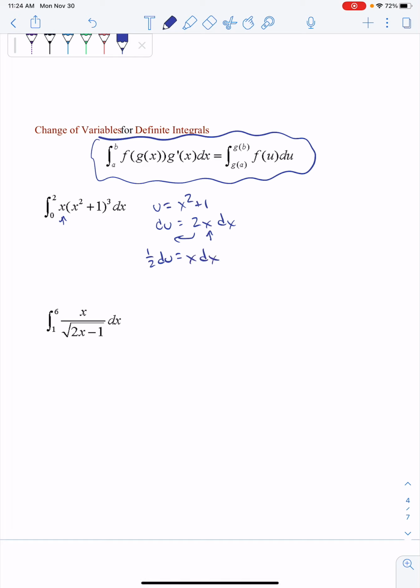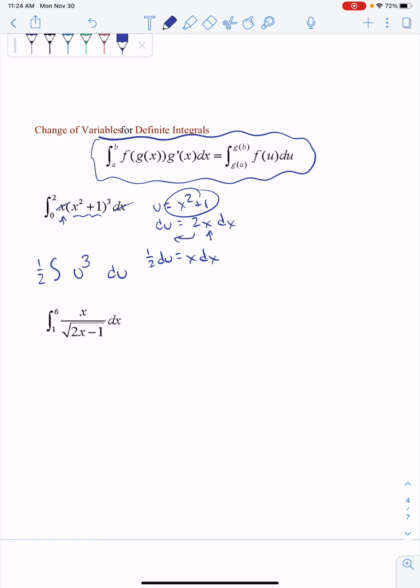So now I can replace everything. I can rewrite the integral, and instead of an x and a dx, I'm going to put a 1/2. I'm going to move that out front, and I'm going to put a du at the back. And then I can plug in u for the x squared plus 1 right here. So that becomes u cubed.